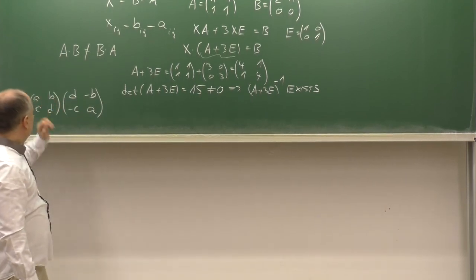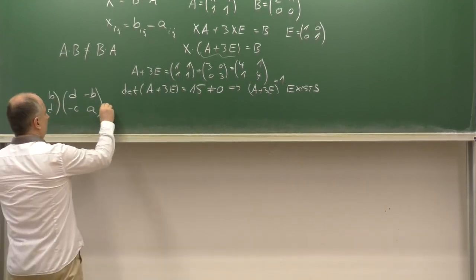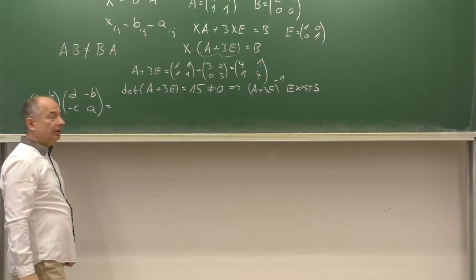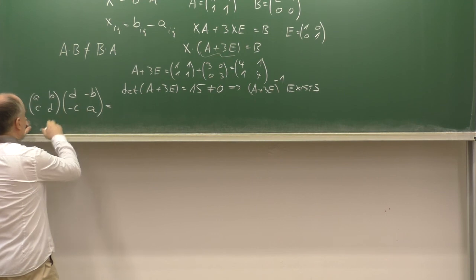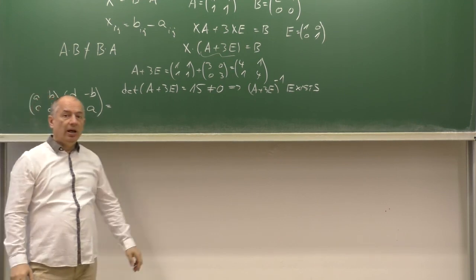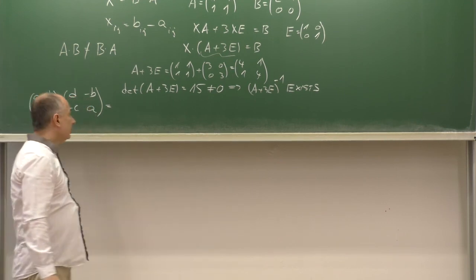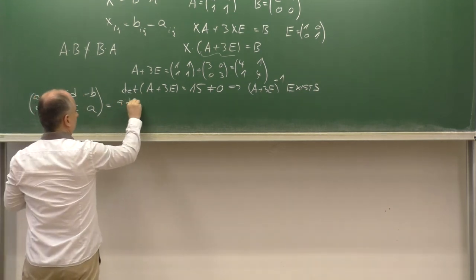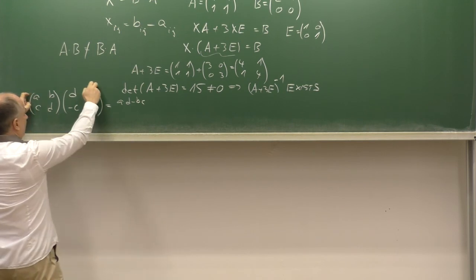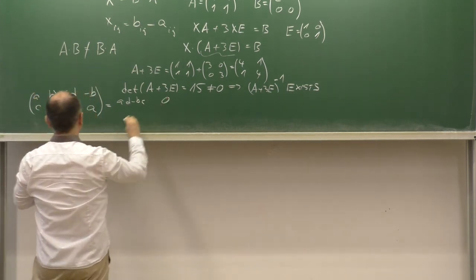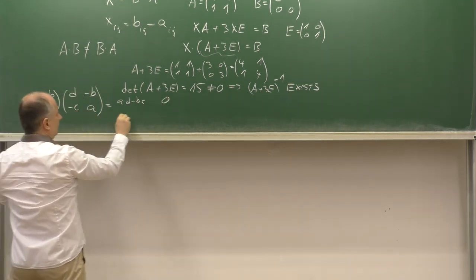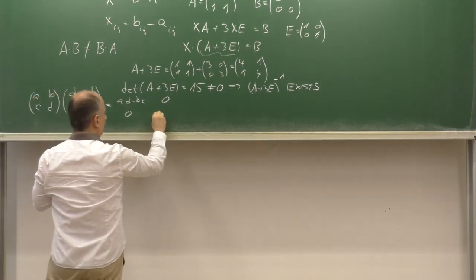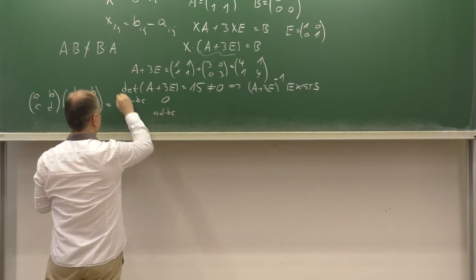To verify that this is indeed, up to the scalar coefficient, the determinant, the inverse, we can multiply these two and we should get the identity matrix. So we have AD minus BC, minus AD plus AB, CD minus CD, and minus BC plus AD, that's AD minus BC.